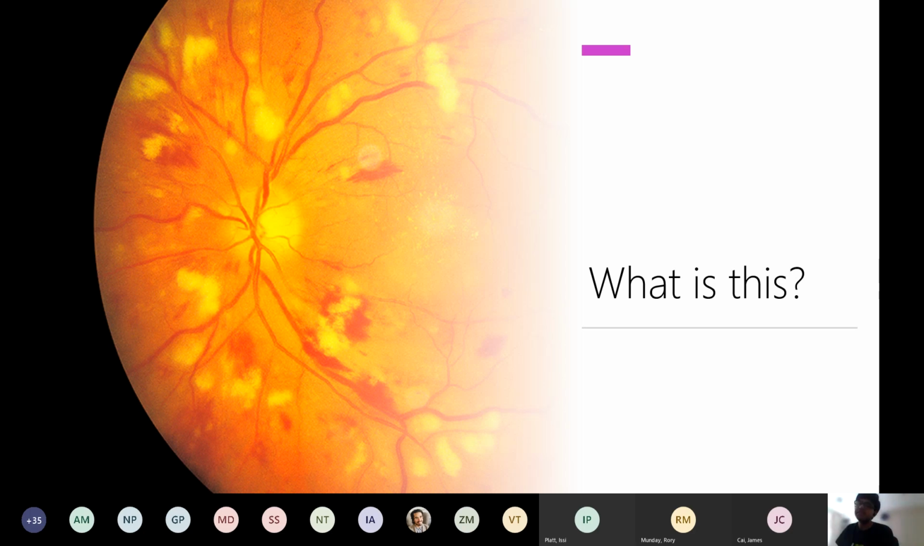But what are all of these signs indicative of? When you've got AV nipping, copper wiring, cotton wool spots, retinal hemorrhages, there's one condition that should jump out at you. And it's not diabetic retinopathy, sorry. Yeah, this is hypertensive retinopathy. So in diabetic retinopathy, you can get all of these things as well. You're just less likely to get AV nipping. You're also a bit less likely to get silver wiring, but remember, you can get both diabetic and hypertensive retinopathy together.